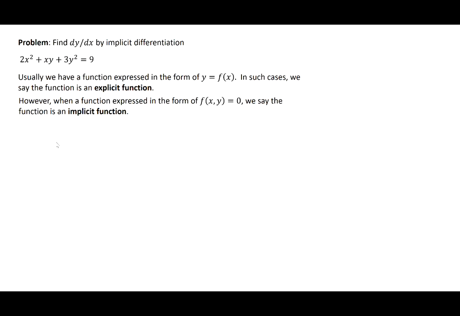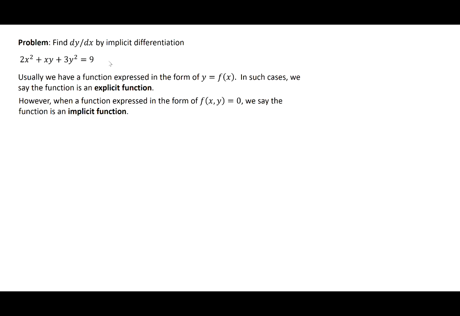Right? Well, do we have something of that form here? Some f of x, y is equal to 0? Now, if you say, no man, we don't have a 0, that's a 9 on the right hand side. I agree. Could we subtract a 9 from both sides and make the right side equal to 0? So in fact we have 2x squared plus xy plus 3y squared minus 9 equals 0. Well, now do I have it in the form of f of x, y equal to 0?